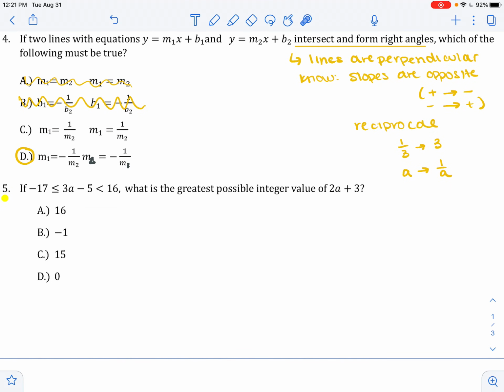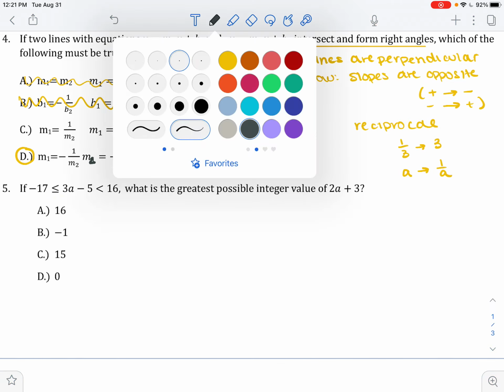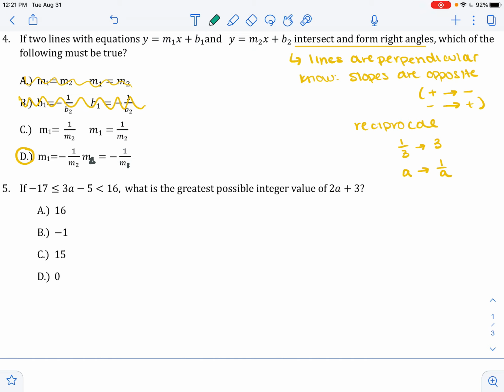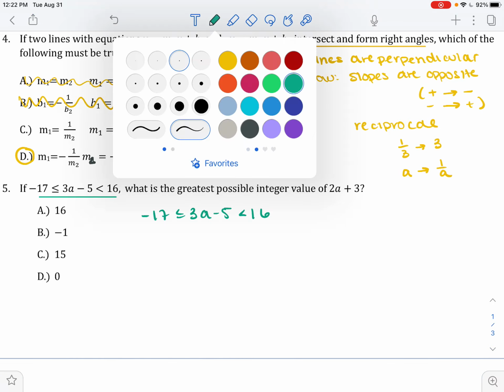All right, 5 is another really good one. A little bit kind of tricky, easy to answer incorrectly. So a lot of us took a look at this compound inequality, which was a great first move, right? Looking at negative 17 being the lower bound of the quantity 3A minus 5, and 16 being the upper bound. And we did a nice job of solving for A, trying to figure out what are the restrictions on A.